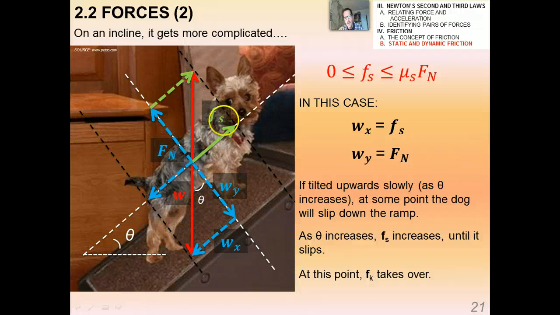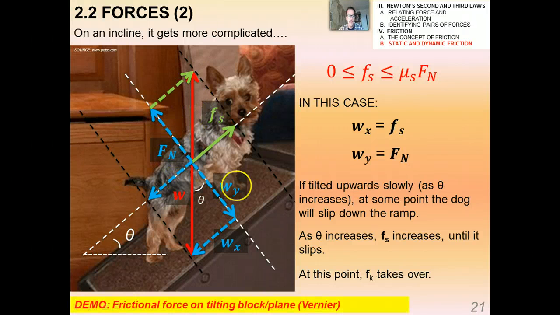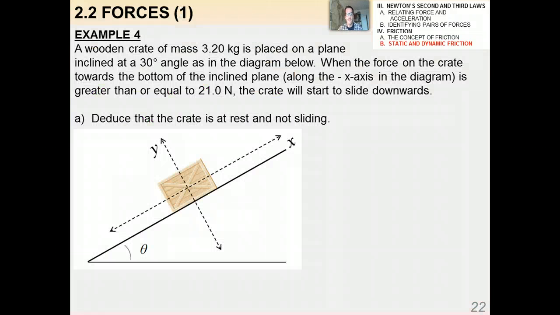Just drawing a few other lines on this diagram to make everything nice and neat and tidy geometrically. Notice that I have this vector right here, which I've superimposed up here, the static frictional force. Notice that the vector sum of f sub n and f sub s is exactly equal to negative the weight of the dog. And we'll do some fun things with tilting blocks and planes and Vernier probes in class.